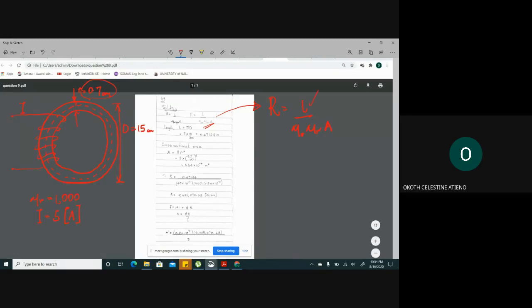So you have length, you have area. We know mu naught, and mu r we were told is 1000. So if we calculate for R, you just come and substitute your values.